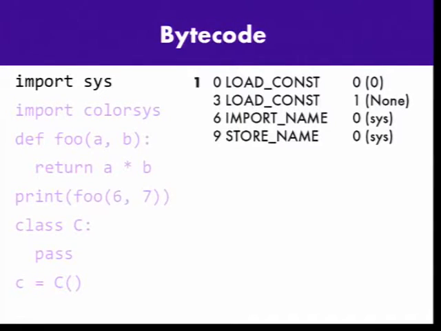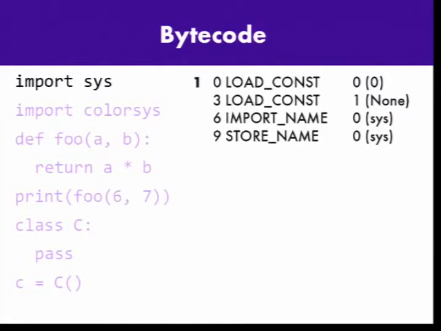Next instruction is very similar, except it's pushing offset one, which is none. So now we have zero and we have none on the stack. And now we're calling import name. Import name is the import machinery. Its argument is an index into a different table called names, which are all strings.